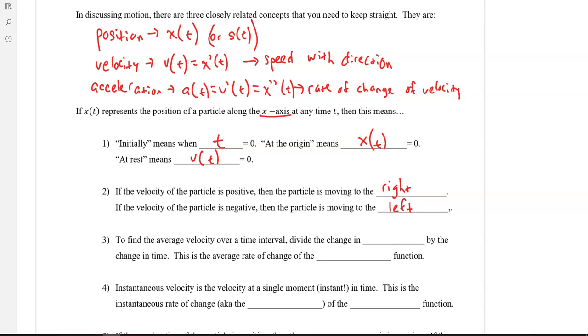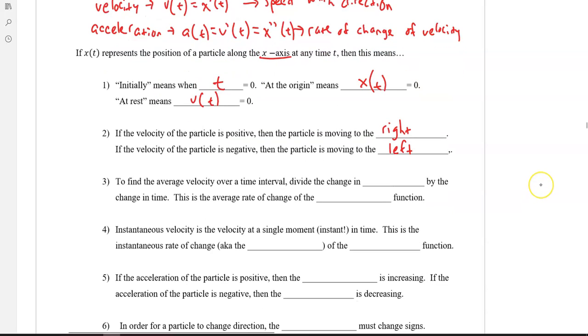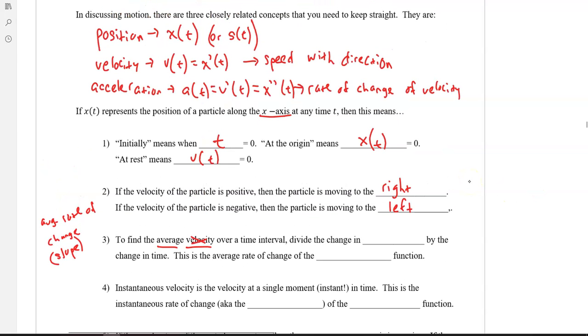All right, number 3, to find the average velocity. Okay, so average. We've heard that word average before, right? We've heard about that as the average rate of change, right? So if we want to find the average rate of change, that's going to be using the slope formula. Okay, well, average velocity, well, think about velocity then. What is velocity the rate of change of? If we go back up here to our relationship between position, velocity, and acceleration, what is velocity the rate of change of?